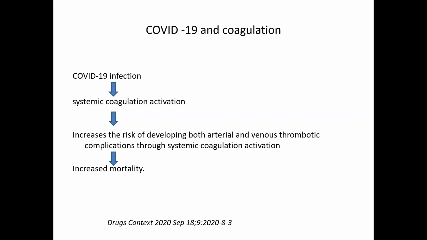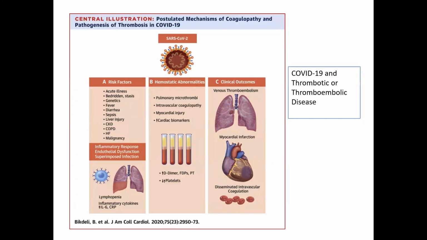We have talked about COVID-19 causing systemic coagulation activation, which increases the risk of developing both arterial and venous thrombotic complications, and that leads to increased mortality. Now, this is a beautiful cartoon illustrating the postulated mechanism for coagulopathy and pathogenesis of thrombosis in COVID-19 patients. At one part, we can see the risk factors like acute illness, bedridden state.